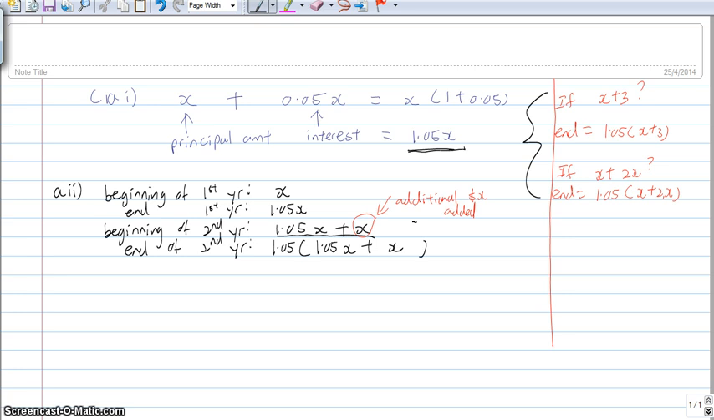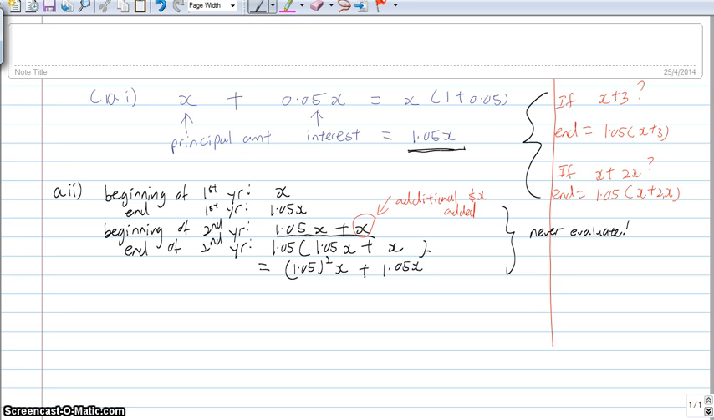Now the tip to solving such questions is never evaluate. That means don't go and find out what is 1.05 times 1.05 using your calculator and then write down the value. We want to see a pattern from all this. So if I don't evaluate but simplify a little, 1.05 times 1.05x will give me 1.05 squared x, plus 1.05 times x, so 1.05x.